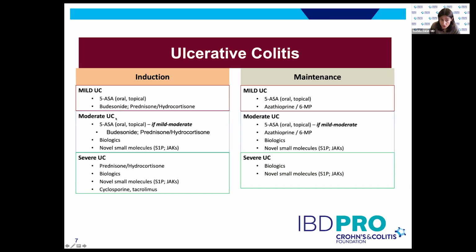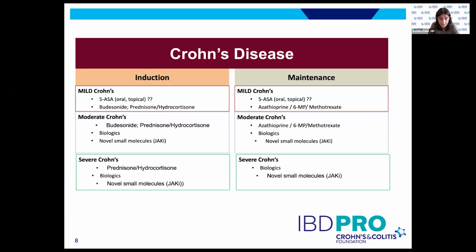Steroids can be used for induction of remission, so that can be budesonide, and the brand name for ulcerative colitis is Uceris, because they do differ in their release, budesonide colon release. Prednisone or hydrocortisone. Azathioprine or 6-MP can be used for maintenance, but they can't be used for induction because they're too slow to work. Moderate disease, some patients that are more on the moderate spectrum of mild to moderate can get away with 5-aminosalicylic acid. Biologics and novel small molecules, so the S1P receptor modulators or JAK inhibitors. And then for severe disease, we'll sometimes use cyclosporin or tacrolimus for induction. But we're going to get more into the details of these in coming slides.